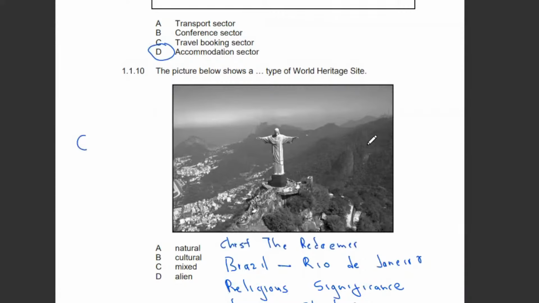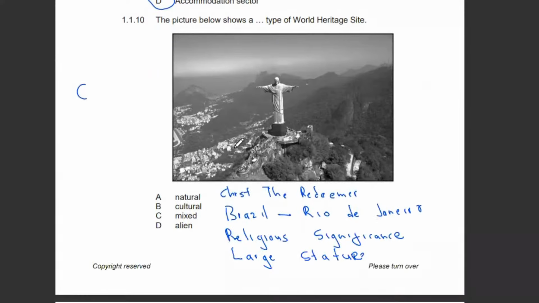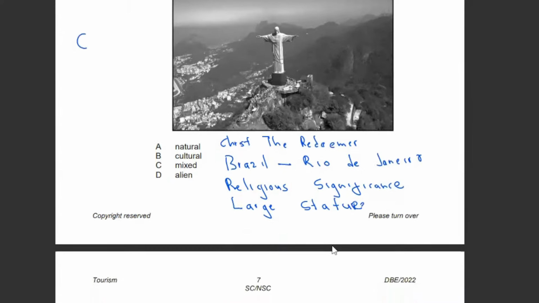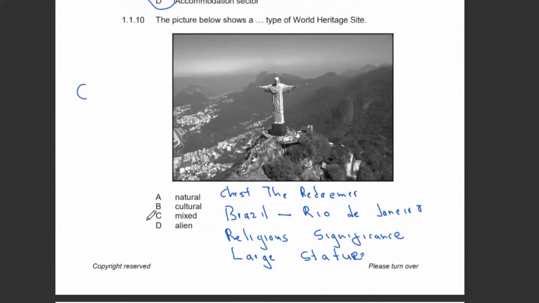The question reads, the picture below shows a type of World Heritage Site. We are supposed to choose between the 4 different options which we are given. The fact that it's a large statue, remember statues are works of art. They are created by people. So it cannot be a natural World Heritage Site. So obviously we are eliminating A, for the meantime, as a wrong answer.